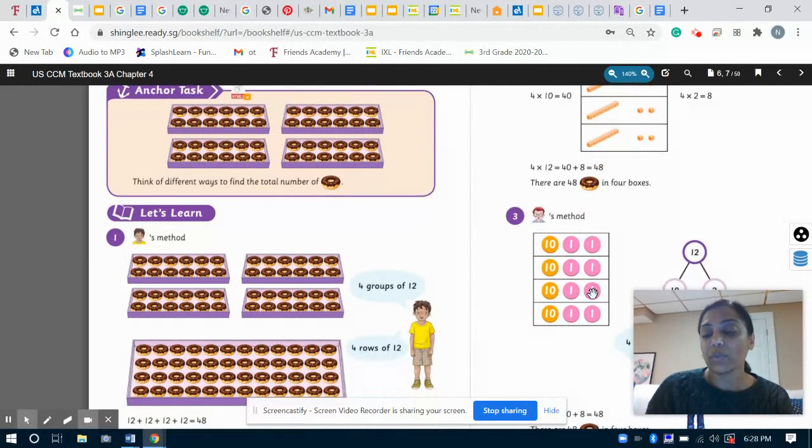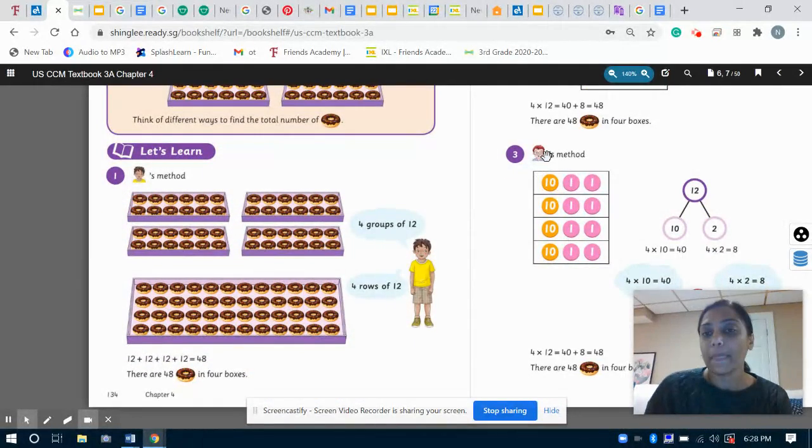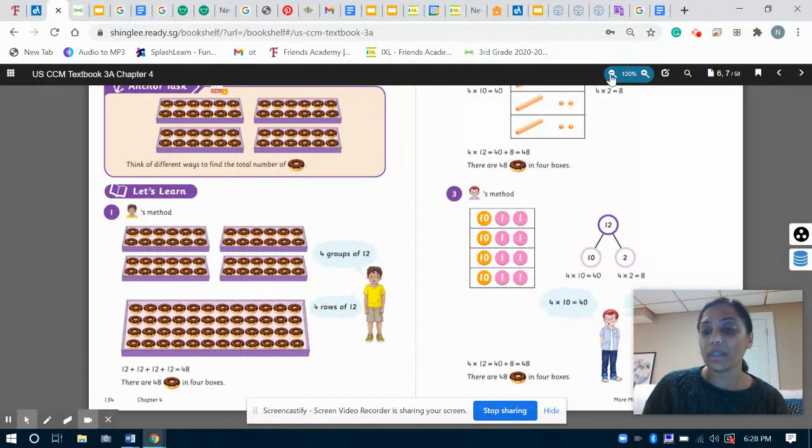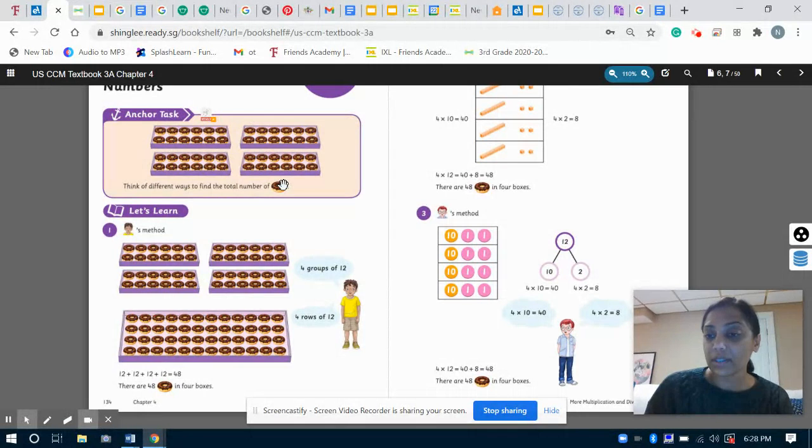And the last way over here, again, using a number bond, our friend used discs. This is that one tray, 10 plus 1 plus 1, that's 12. And then just showing it using discs to say that these are rows of 12. Taking the 12, breaking it down, just like we did, and saying 4 times 10 is 40, 4 times 2 is 8, and then adding it. So those are some ways to calculate the anchor task.